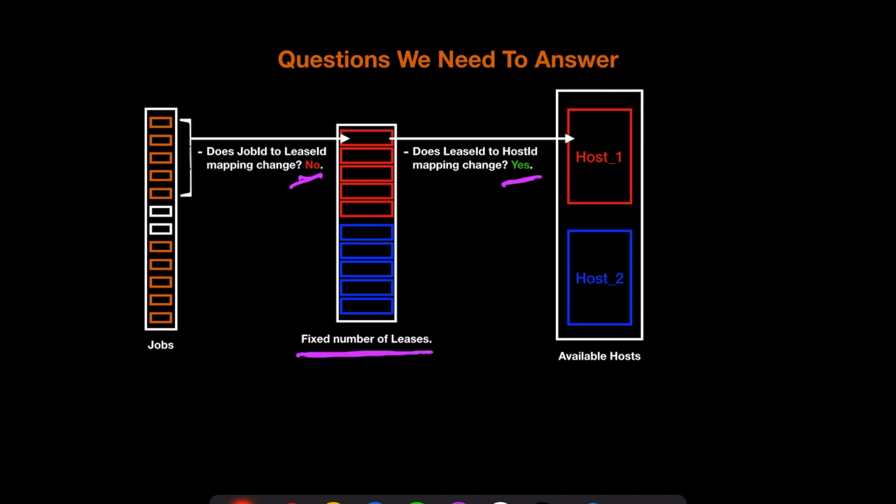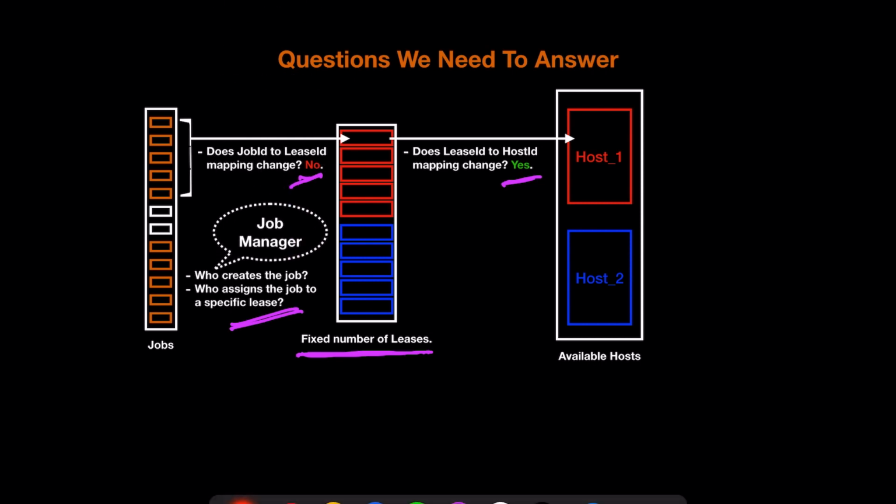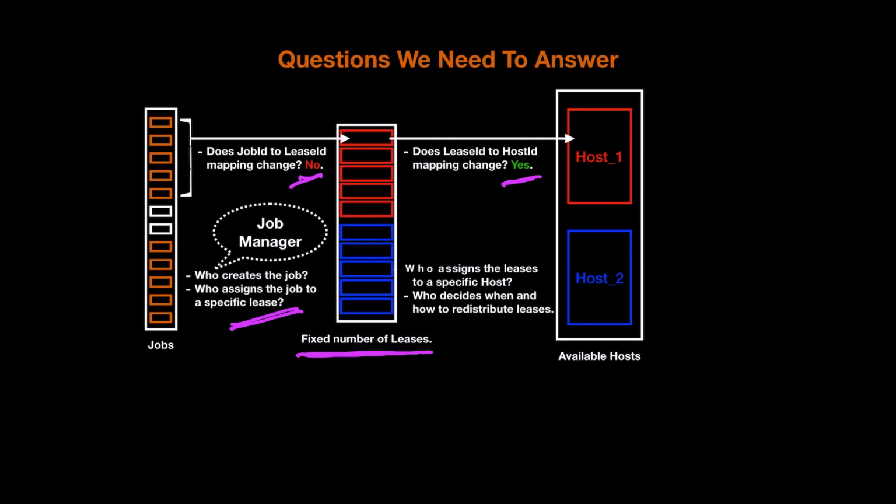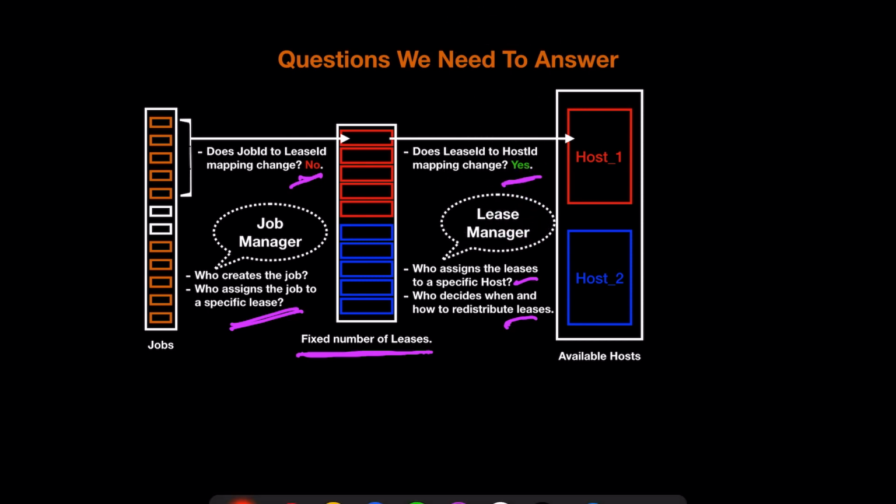Now let's answer some good questions. Say for example, who creates the job and who assigns the job to a specific lease? For this, we will be designing a job manager who will be responsible for creating the job and assigning the job to the lease. The next set of questions are who assigns the leases to a specific host, and who decides when and how to redistribute the leases. To answer this question, we will design a lease manager who will be responsible for doing this.